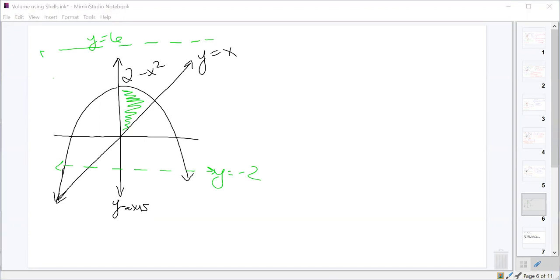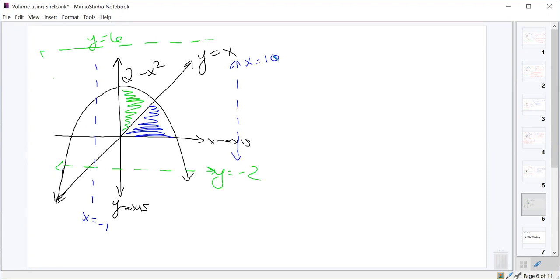Then we're going to use the x-axis here also. We're going to take the blue region and revolve the blue region around the lines x equals -1 and x equals 10. So you need to set up 4 integrals for me: revolving the green region around the green lines and revolving the blue region around the blue lines.